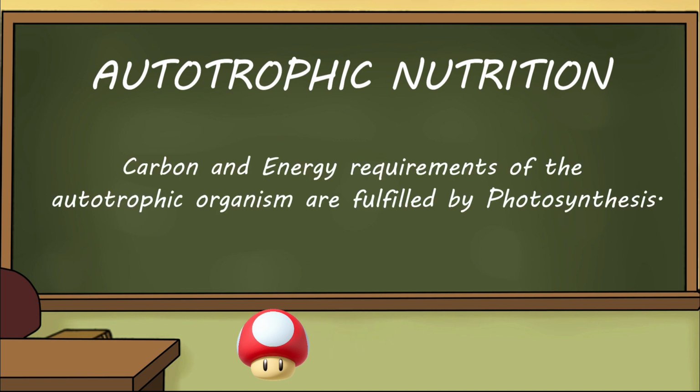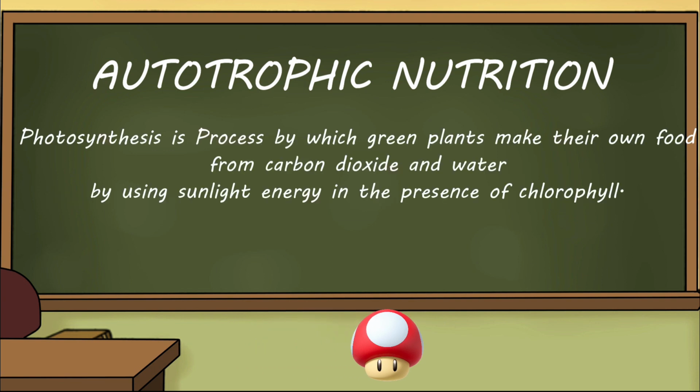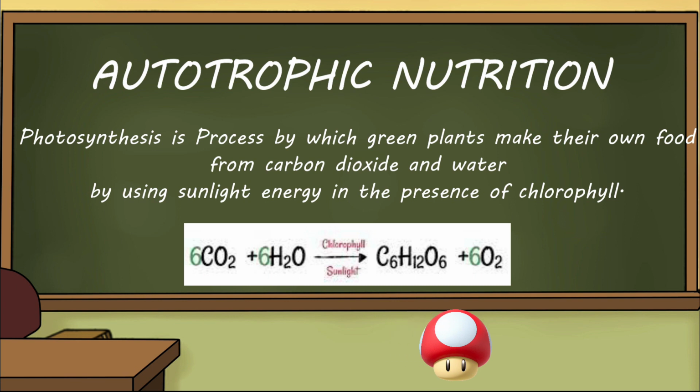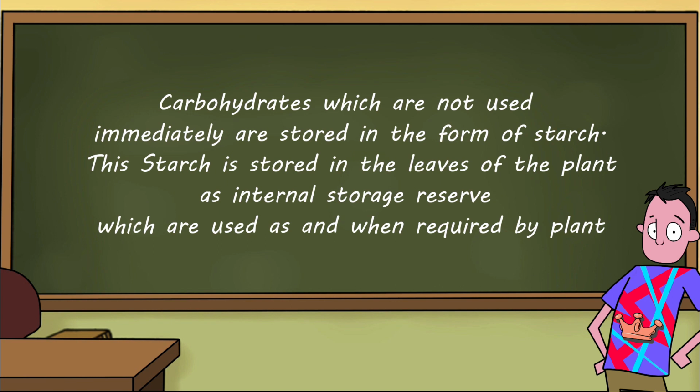The carbon and energy requirements of an autotrophic organism are fulfilled by photosynthesis. So, the universally known photosynthesis is the process by which green plants make their own food from carbon dioxide and water by using sunlight energy in the presence of chlorophyll. First of all, the food is prepared by the green leaves of a plant in the form of carbohydrates. The carbohydrates, which are not used immediately, are stored in the form of starch. This starch is stored in the leaves of a plant as internal storage reserve, which are used as and when required by the plant.